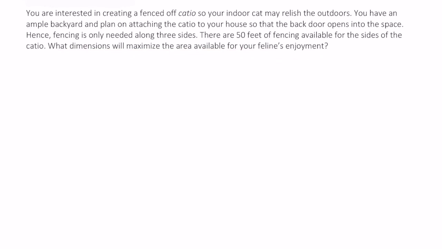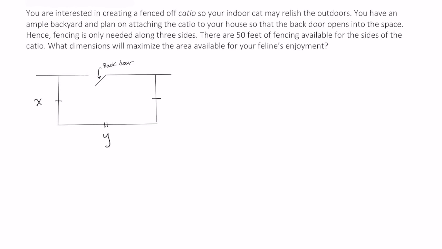And so in this problem, we're ignoring the fact that a catio needs a roof. So we're just sticking to the sides of the catio space. So let's begin with a picture. And now this here isn't necessary. This is just the back door. So here is the home, meaning this part here, these dotted lines, are the only fencing that will be used. And let's call this X here and this Y.